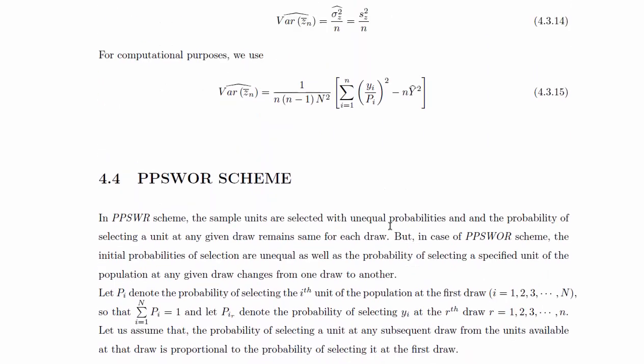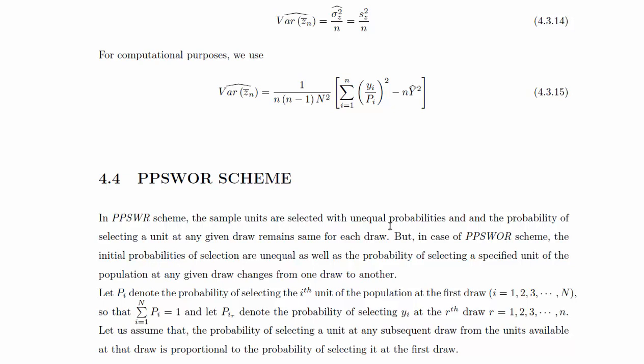So now the unbiased estimate of the population variance is equal to 1 by n into n minus 1 into n square whole into summation i equal to 1 to n (yi by pi) whole square minus n y bar square. So this is the variance of the mean of the sample in case of PPS with replacement sampling scheme.